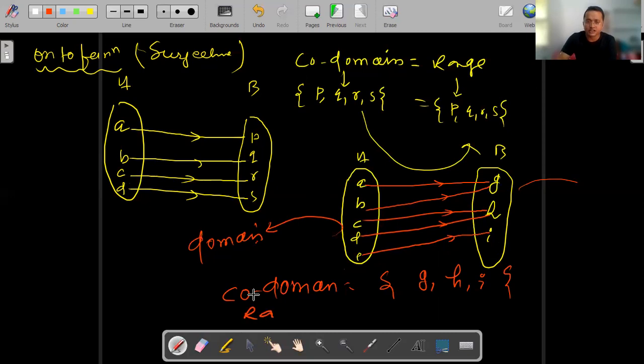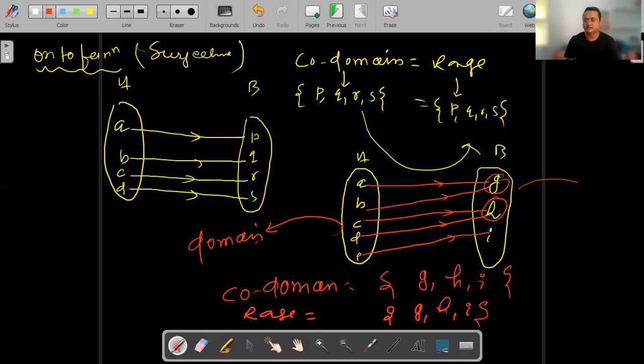And what is the range? Range, what I said? Mapped elements in set B. So now you can see which elements are mapped in set B. So G, H, and I. These are the range. Now you can see very clearly that codomain is GHI and range is also GHI. So can we say that this is an onto function? Yes, absolutely. Getting this? Clear? Okay. If we have a small set like this, you can represent it and tell that this is an onto function and surjective function.